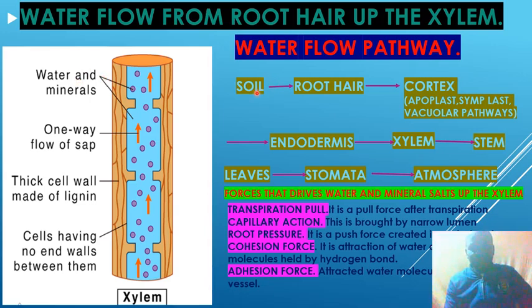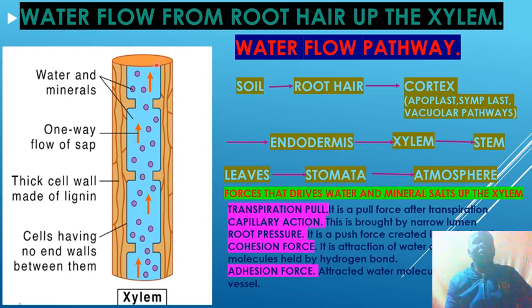It's from the soil to the root hair, then to the cortex, where we have three modes of movement: apoplast, symplast, and vacuolar pathway movement. Then we go to the endodermis, xylem, stem, leaves, stomata, then to the atmosphere. We are moving in one pathway, that is a one-way flow system.